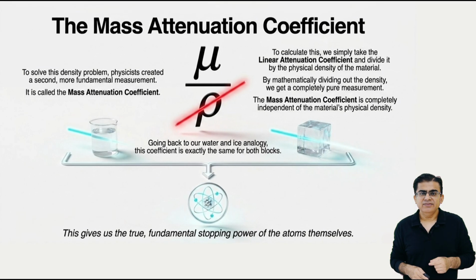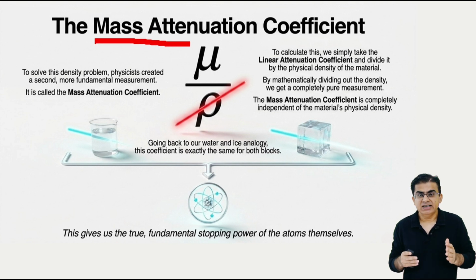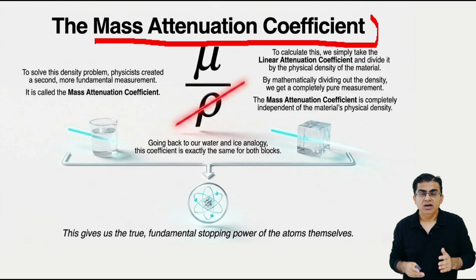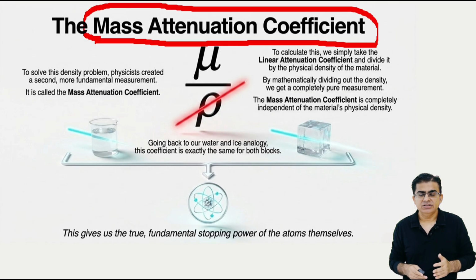To solve this confusing density problem, we created a second measurement. It is a much more fundamental metric called the mass attenuation coefficient. The earlier one was the linear attenuation coefficient. This is the mass attenuation coefficient.